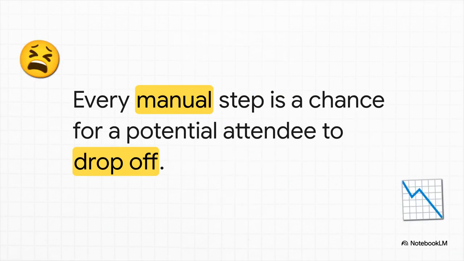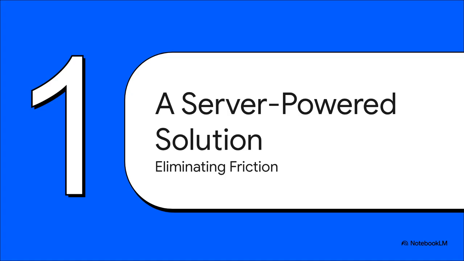Let's give this a name. Let's call it the calendar friction problem. Because every single time someone has to manually copy and paste details, create a new calendar entry, set a reminder, you're giving them a chance to get distracted and drop off. It seems like a tiny little barrier, but trust me, it adds up and it can absolutely tank your attendance rates. But what if you could just get rid of that friction completely?